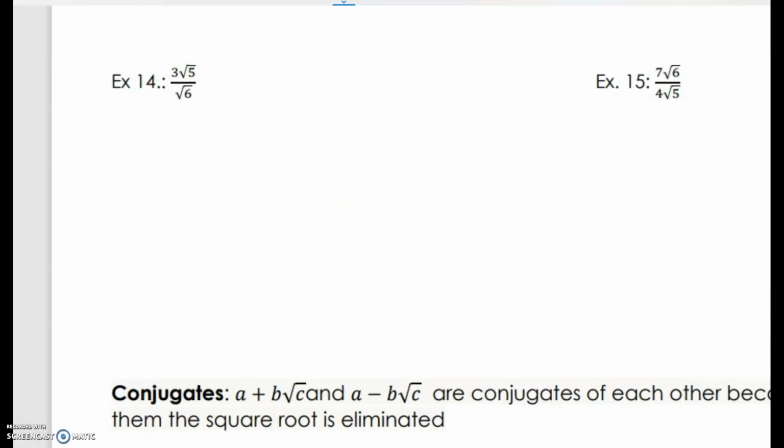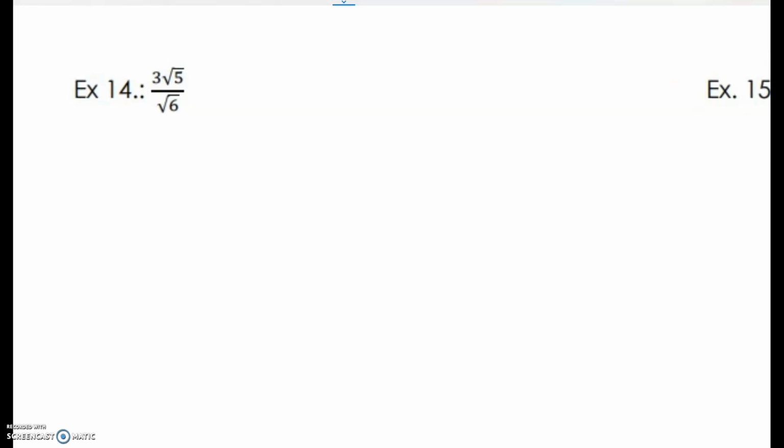So to rationalize the denominator, what we do is we multiply by the radical in the denominator to top and bottom of our fraction. And the reason why we do that is because when we multiply radical 6 by radical 6, it turns it into radical 36, which is equal to 6. And you can see how it gets rid of the radical for us.